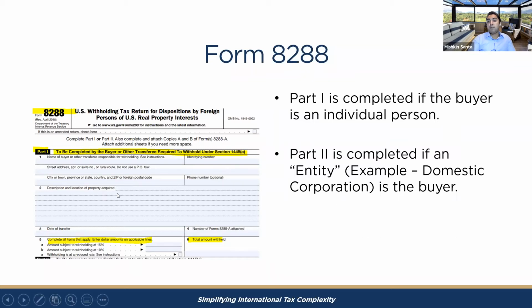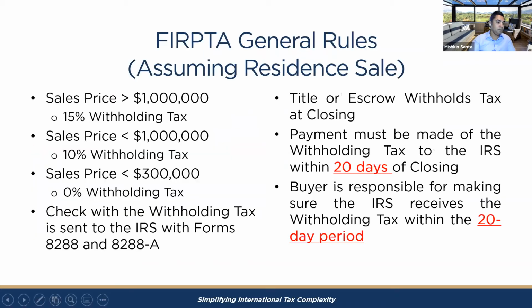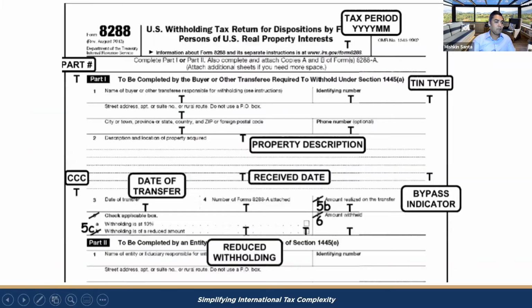If the buyer is an entity like a corporation or an LLC, then they're going to complete part 2. So that's the differentiator. Part 1 is for an individual. Part 2 is for an entity of some sort.